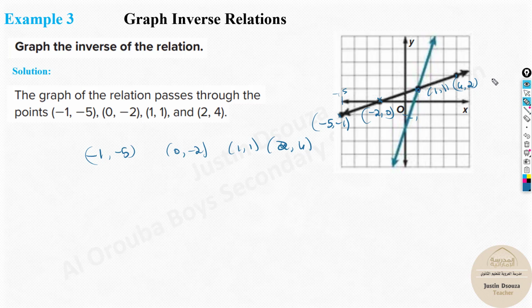So we need to just choose some points. It's up to you. But over here, you can see there are some points chosen. And you can see this is one point, that is -1 and -5 here. And then 0 and -2, 1 and 1.